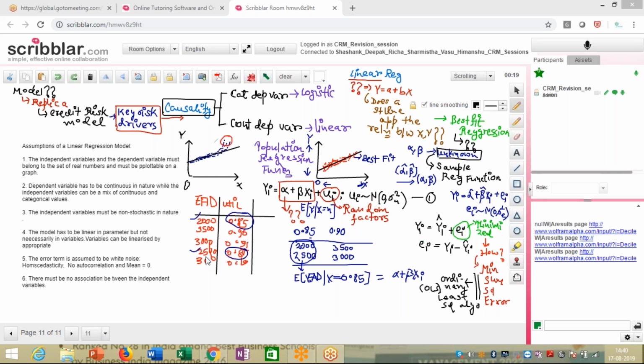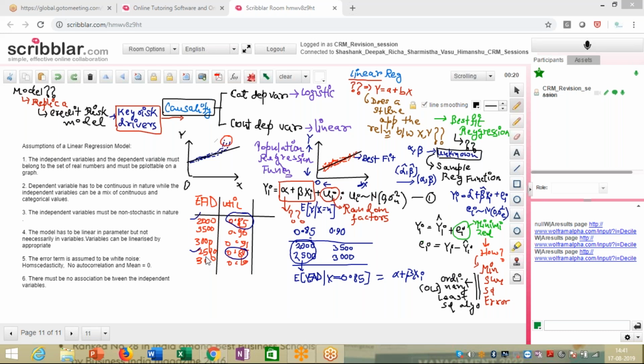What it means is that every time the utilization has been 0.85, I look into the distribution of the EAD values that occur corresponding to 0.85, and I'll try to compute an expected value for that. Or I'll try to find out the average exposure at default that can be there if the utilization is 0.85. So given that the utilization is 0.85, what is the average EAD that I can expect out of that group, right?